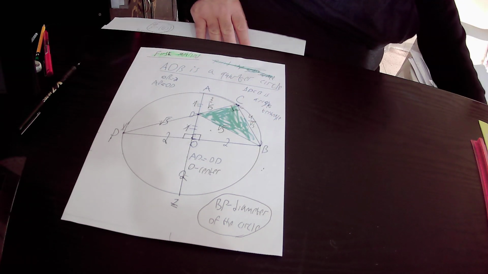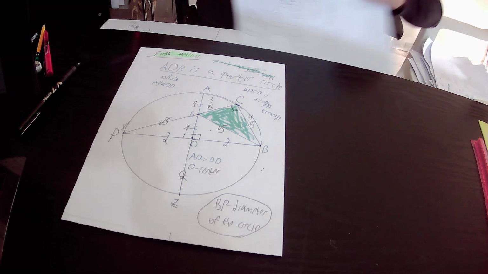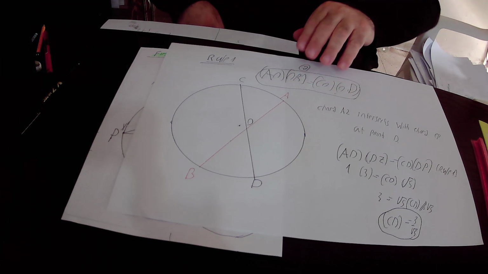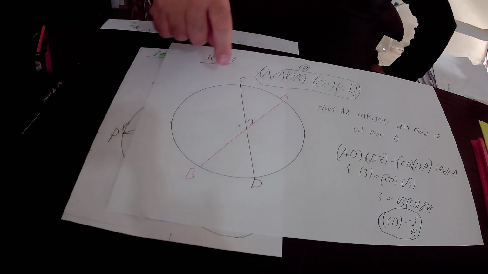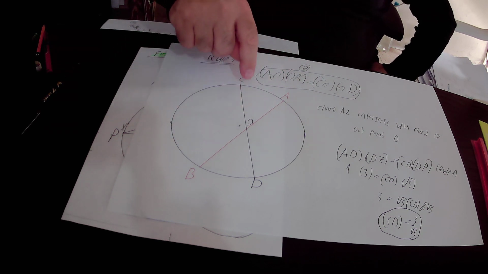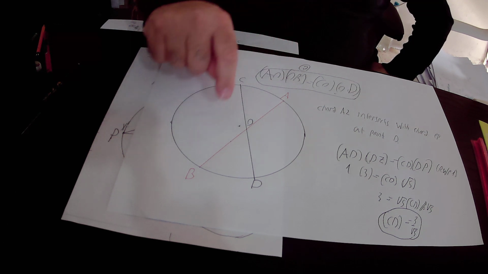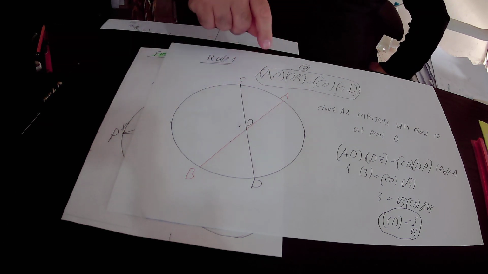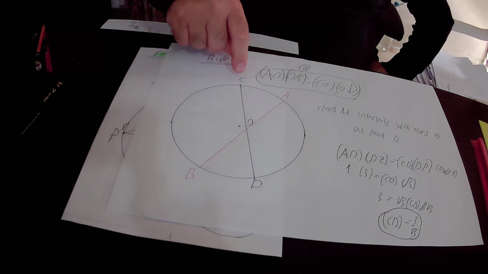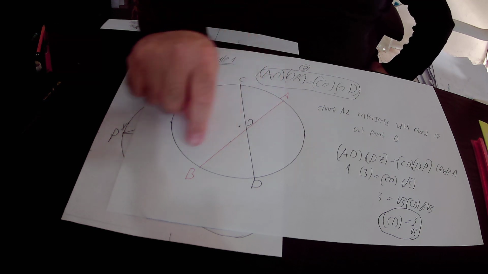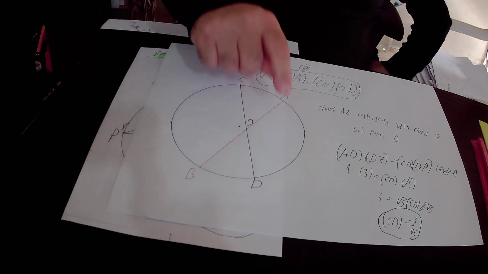Then I presented to you rule number 1 and we implemented rule number 1 in our drawing. According to rule number 1, if we have this circle and we have chord AB that intersects with chord CD at point O, then AO times OB equals CO times OD.